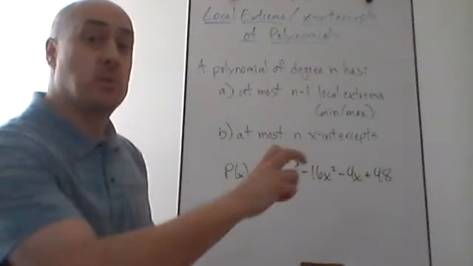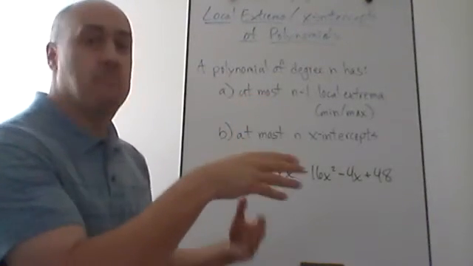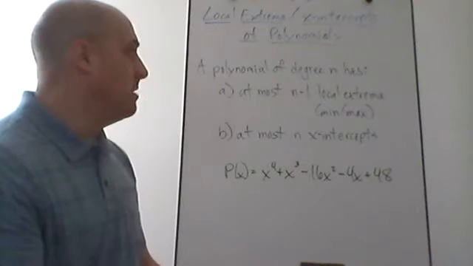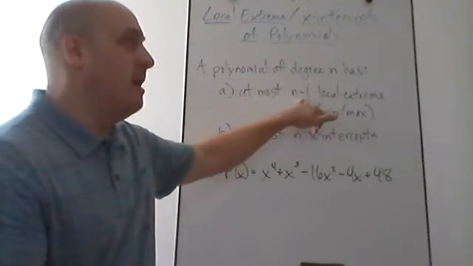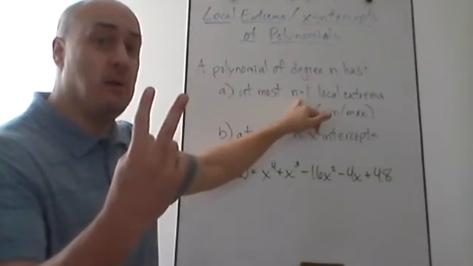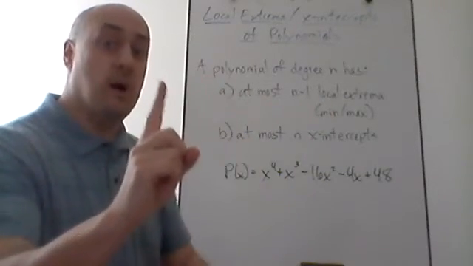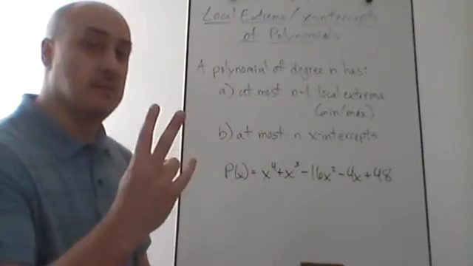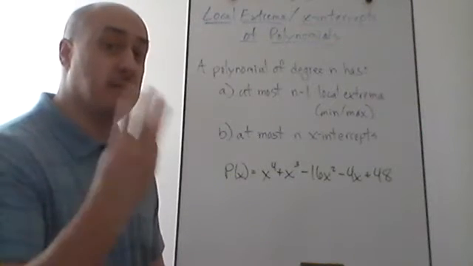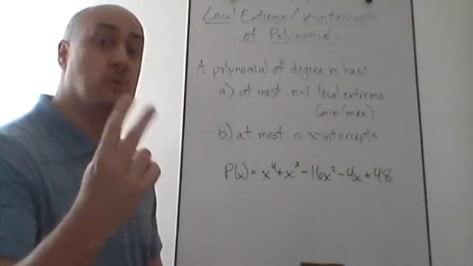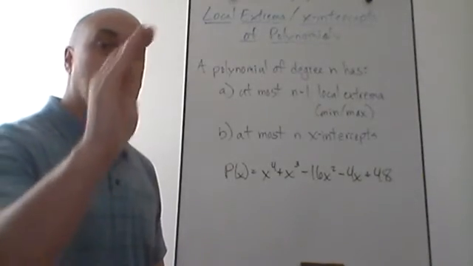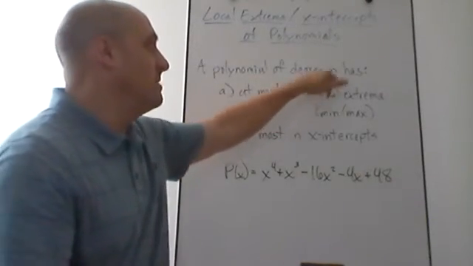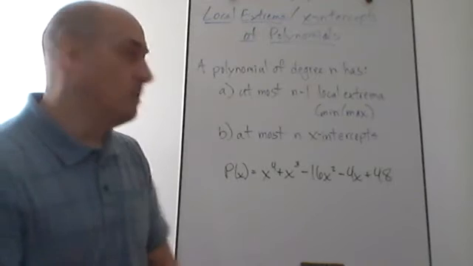So whatever my degree is, whatever my highest exponent is, I can have at most one less than that minimum and maximum points in my graph. If you think about graphs you're already familiar with, the graph of a quadratic function in x to the second power is a parabola, which only has one minimum point or one maximum point depending on which direction it's going, but one is one less than two. And if I have an x to the third power, I can have at most two minimum and maximum points, and that graph would look like this: a maximum point and then a minimum point, and then it goes on its way. So one less than the degree is the maximum number of local extreme points you can have.